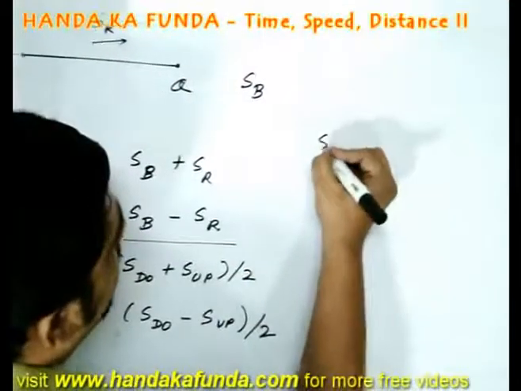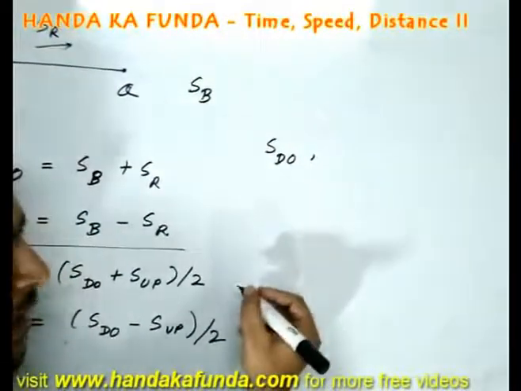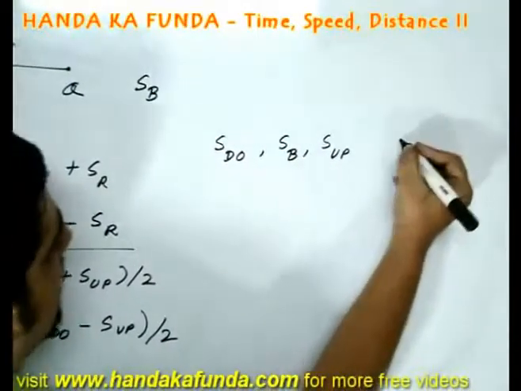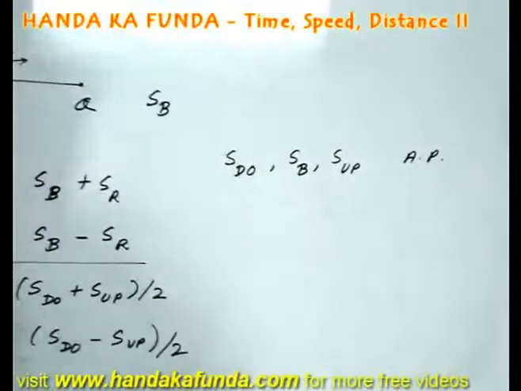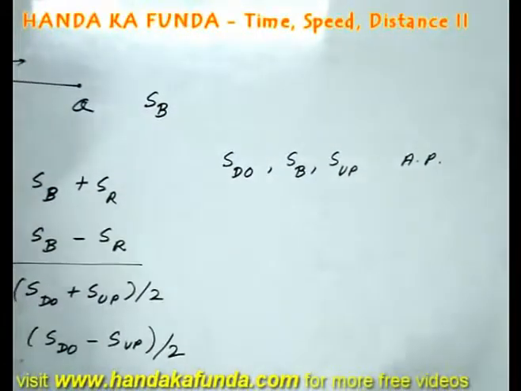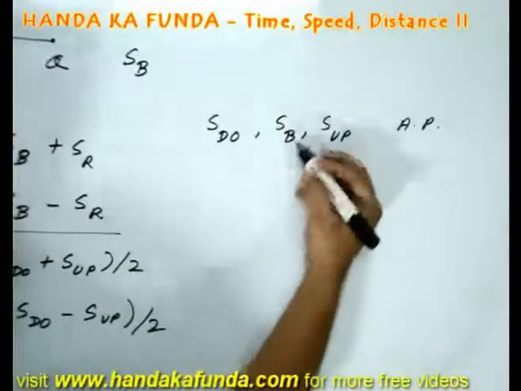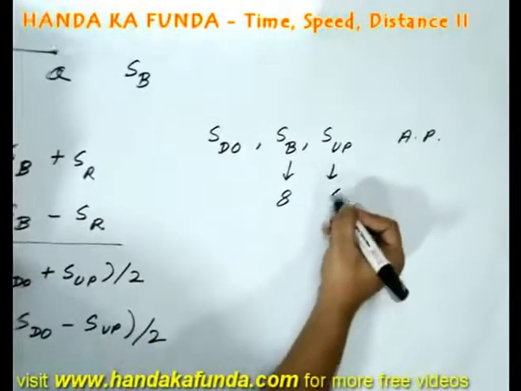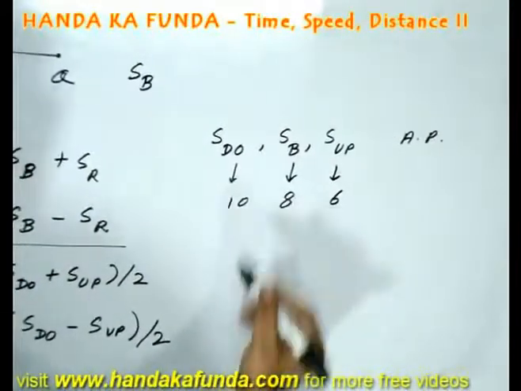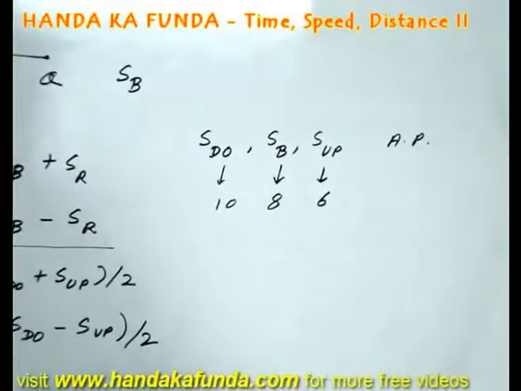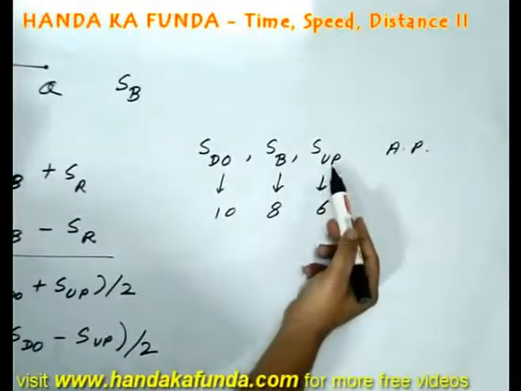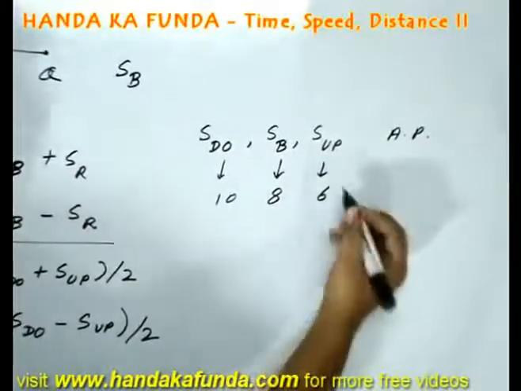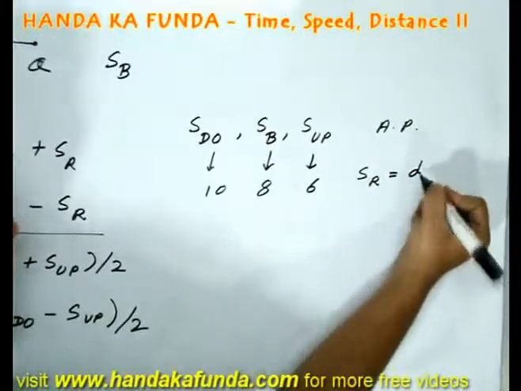Another thing that you need to notice is that the speed of the boat downstream, speed of the boat in still water and speed of the boat upstream, they are always in an arithmetic progression. Why so? Suppose speed of the boat is 8 meters per second and speed of the river is 2. What does that mean? Upstream speed will be 8 minus 2 or 6 and the downstream speed will be 8 plus 2 or 10. As you can see, they are in an AP, with the upstream speed being the smallest value, downstream speed being the biggest value, and the speed of the river acting as the common difference.